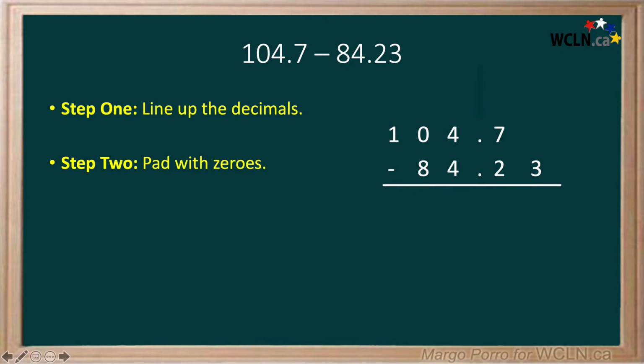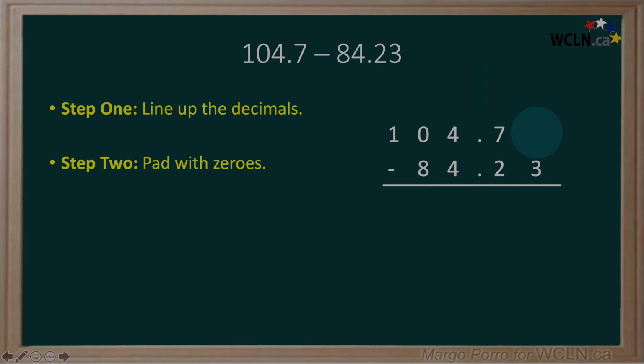The second step is to pad with zeros as needed. As you can see, there is nothing to take the 3 away from. We can add a 0 to the end of the number.